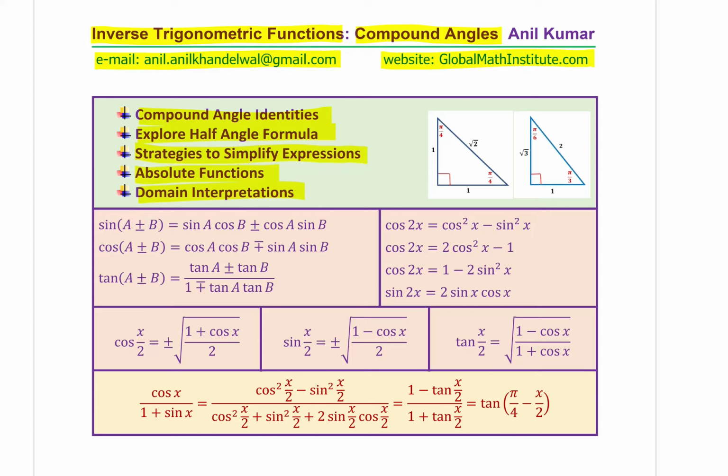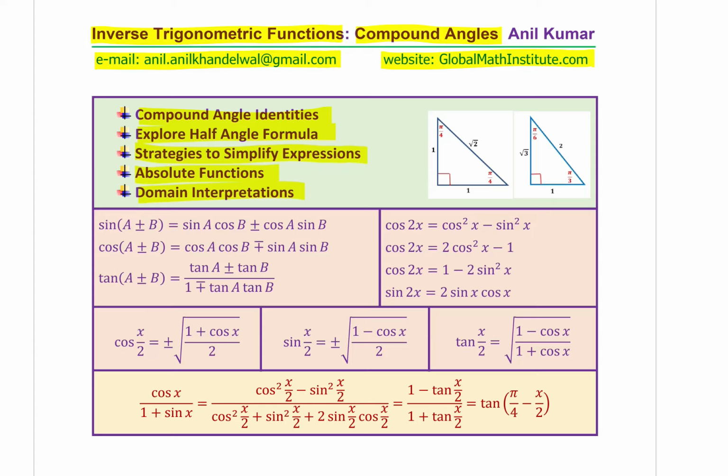To summarize, we have these formulas for compound angles, as you know. Sine (A plus or minus B) could be written as sine A cos B plus or minus cos A sine B. Similarly, cos (A plus B) is cos A cos B minus sine A sine B. If it is cos (A minus B), then it is cos A cos B plus sine A sine B. For tan, the formula is given to you.